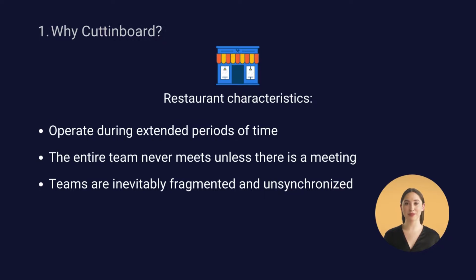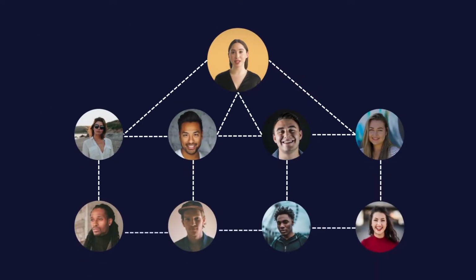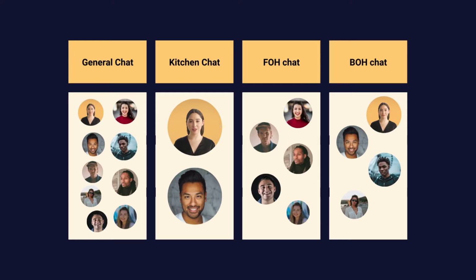That's where Cuttinboard comes in. Cuttinboard grabs your entire workforce and places them on a highway of constant communication and information sharing. So it doesn't matter if your team is away or at work, they will all be always on the same page. A fragmented team is now just a thing of the past. Moreover, restaurant operations can get very sophisticated very quickly. You wouldn't want to have your entire team in the same group chat.